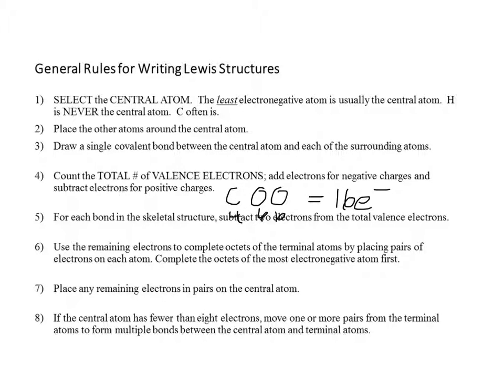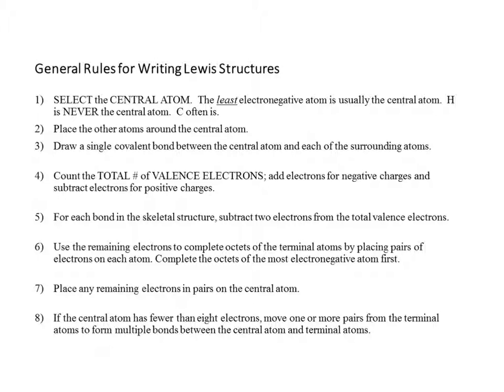All right. And if we need to add or subtract electrons because of a charge, like a polyatomic ion, we're going to have to add electrons or subtract electrons from the total valence number. I'll get into that in a second when we do that as an example on the back page. And for each bond in the skeletal structure, which we've drawn here with the lines, you're going to subtract 2 electrons from the total valence electrons.